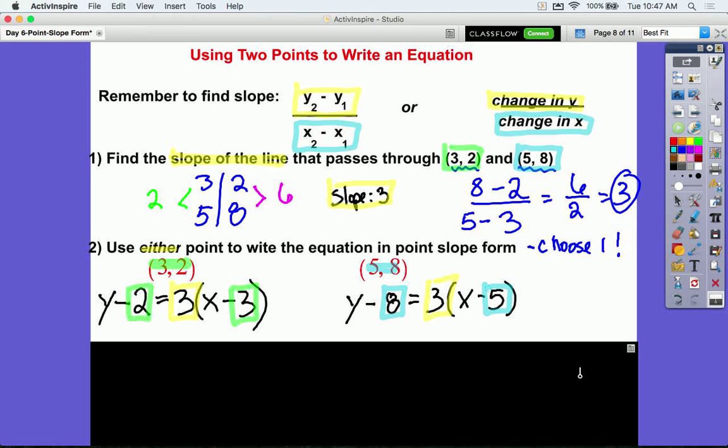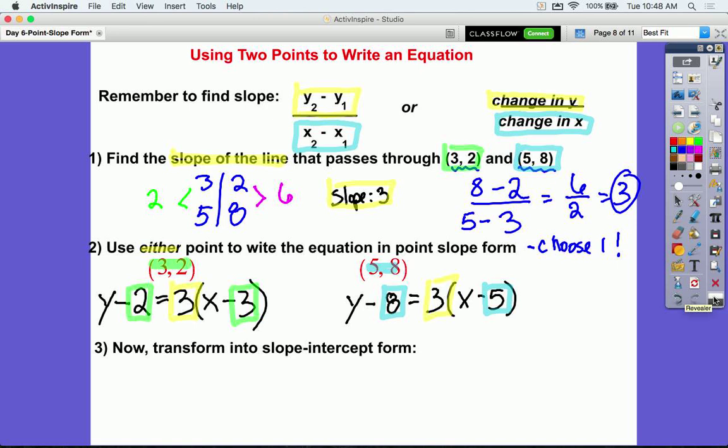Here's what kind of is a cool thing that's going to happen next. If, and sometimes we'll be asked to do this, if I now take either of those equations and transform them into slope-intercept form, something truly magical happens here, and I want you to watch this. If I use that first point, 3, 2, so I'm going to go and use this equation first. And I take this and I want to transform this into slope-intercept form.